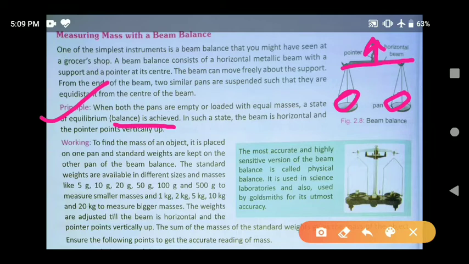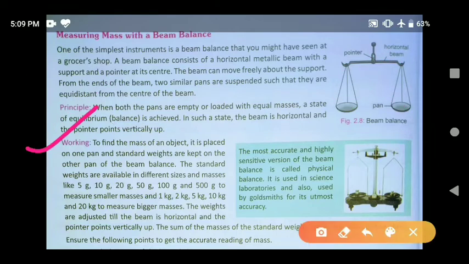Okay, working. To find the mass of an object, it is placed on one pan and standard weights are kept on the other pan. We keep the object on one side, and on the other side we keep standard masses one by one, like 5 gram, 10 gram, 20 gram, 100 gram, or in kg, 5 kg, 10 kg, 20 kg. Those are for the bigger masses, and 10 gram, 5 gram are used for small masses.